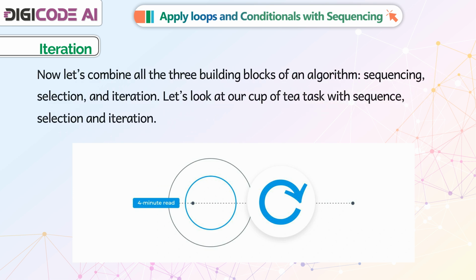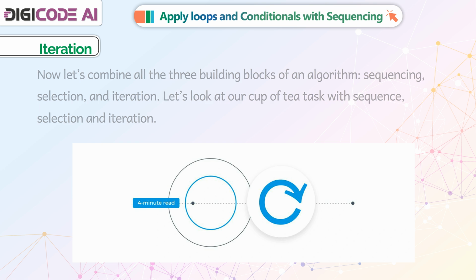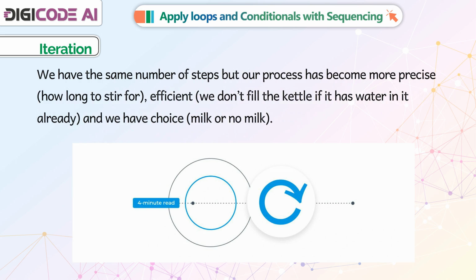Now, let's combine all the 3 building blocks of an algorithm: sequencing, selection, and iteration. Let's look at our cup of tea task with sequence, selection, and iteration. We have the same number of steps, but our process has become more precise.